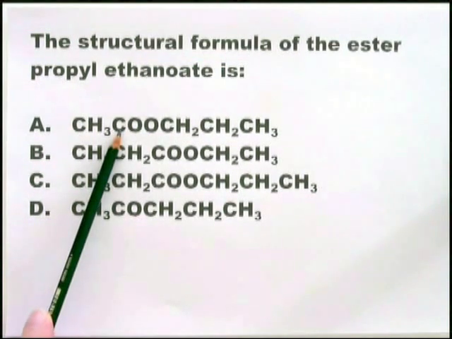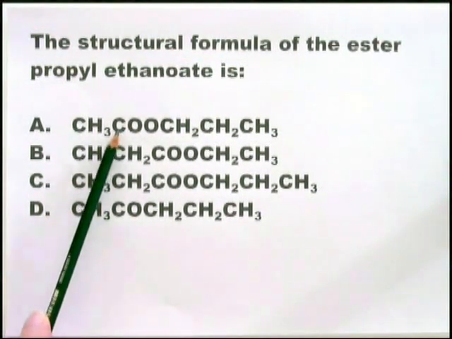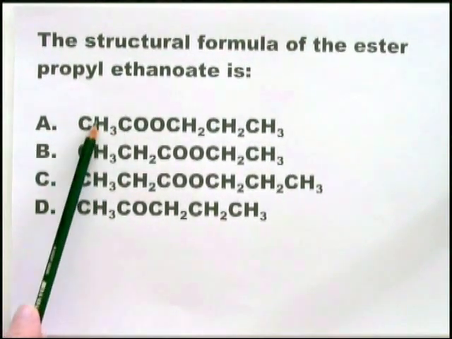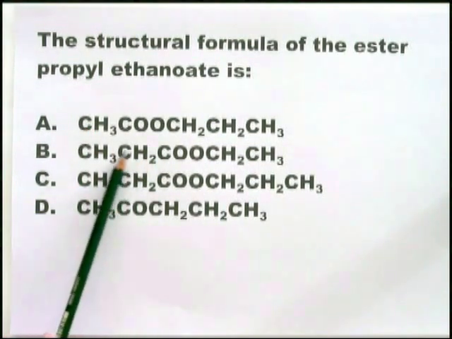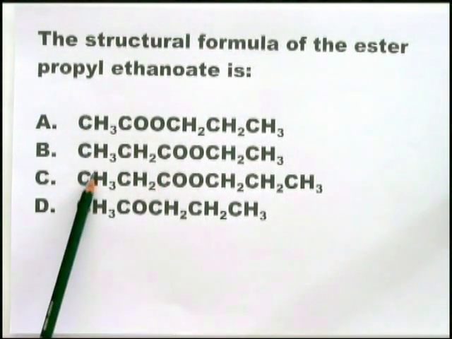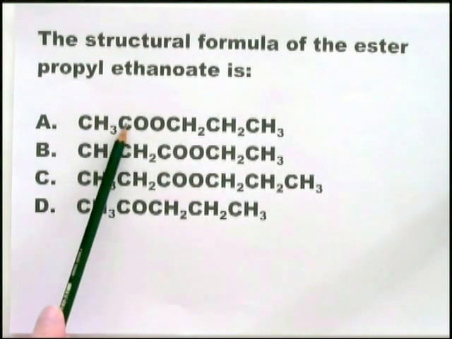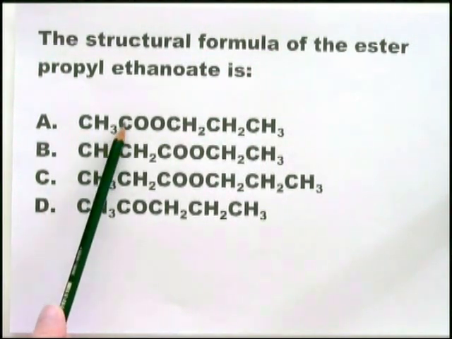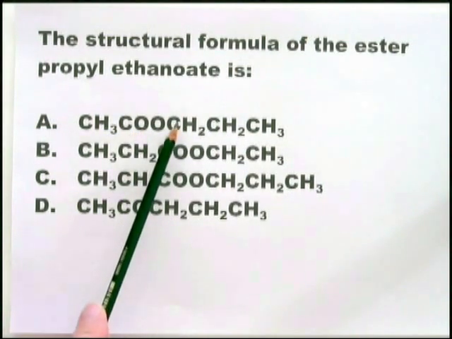Look at the first C, and it's C and C. Oh, that's ethan. That's good. Here, definitely no. Here, no. So, we go back to the first one. It must be the first one, because that's the only ethanoate. And lo and behold, propyl is 3 carbons.